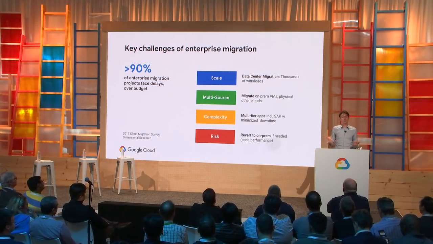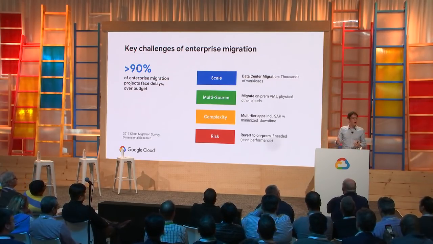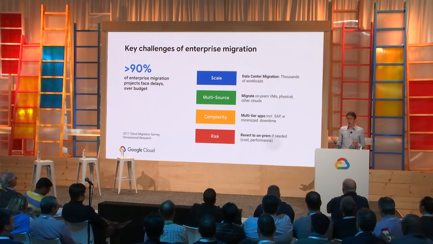How do you do it? So you will start evaluating solutions at a scale of 1, 10, 20 workloads. How do you do this at scale? How do you go to thousands of VMs? How do you move a physical data center to the cloud? It's a hard thing to do.